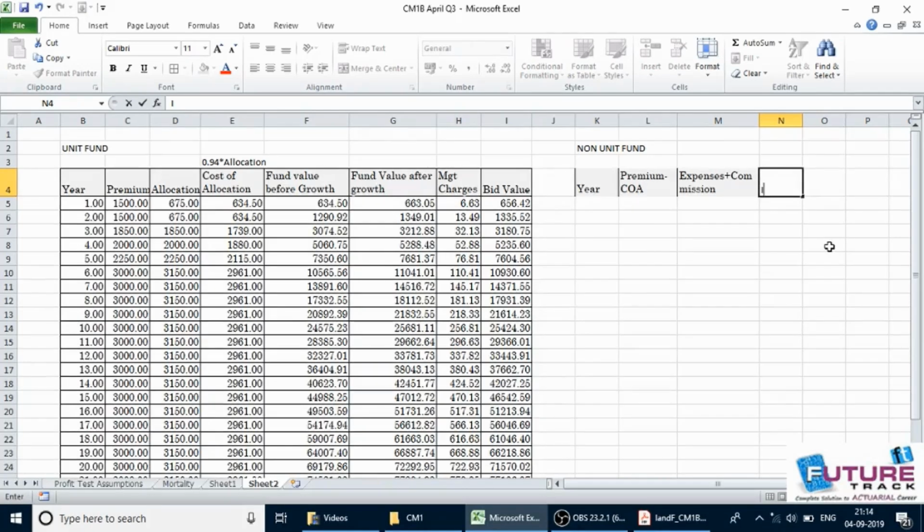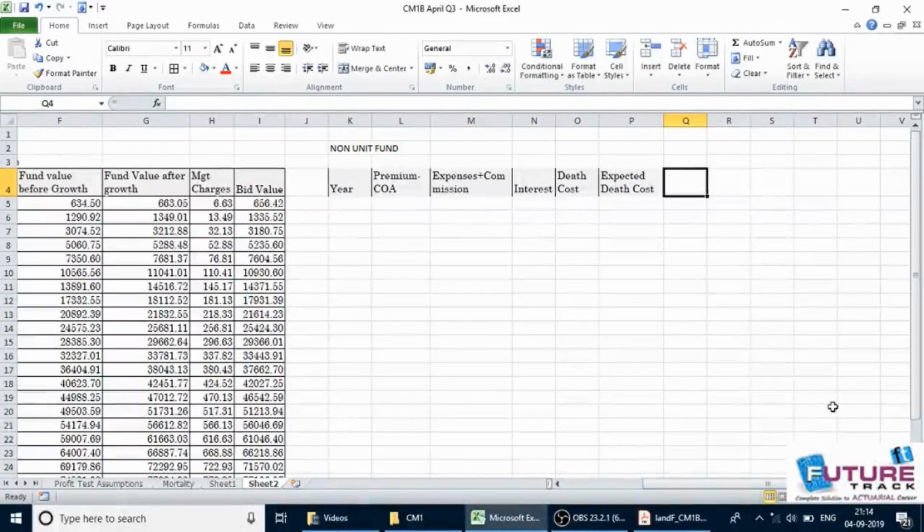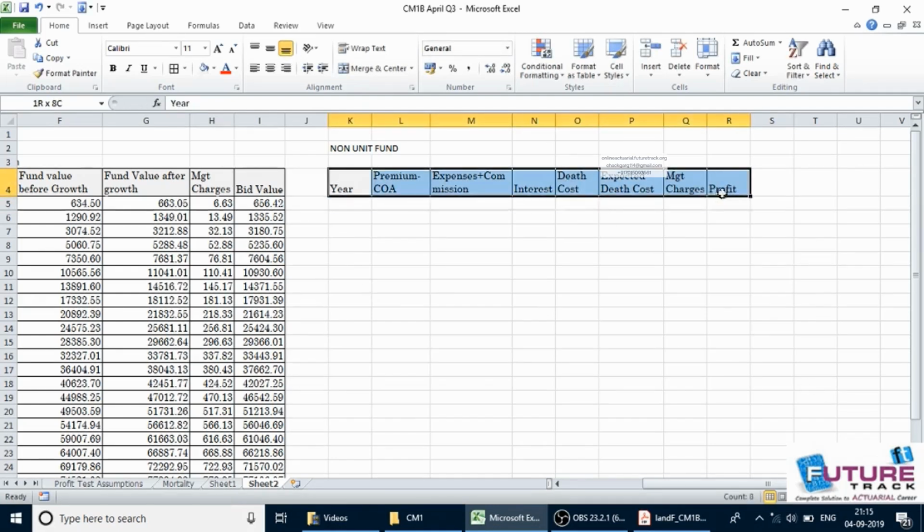Then after this we have interest. After interest we have death cost. Then expected death cost. Then we have management charges. Then we have finally the profit part, profit of the company. Fine.